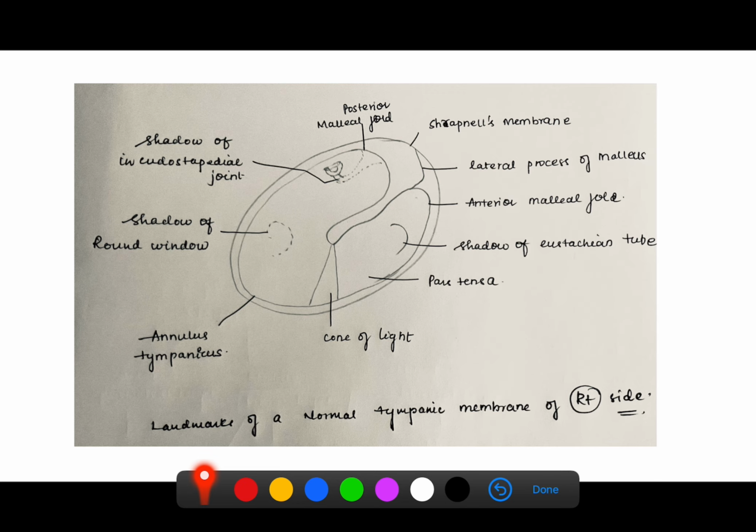That's about the tympanic membrane. We discussed the introduction, the layers, the parts, some terms, the nerve supply, and the diagram. This is about the tympanic membrane anatomy.